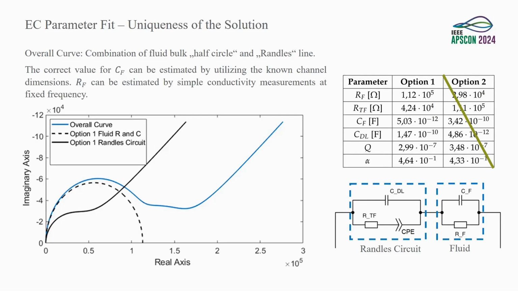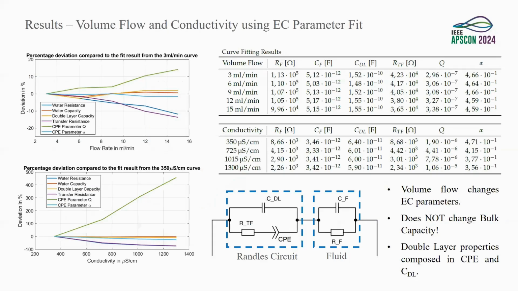And now I did this for every volume flow and every conductivity. What we get is a table here on the right-hand side for all fitting parameters of the equivalent circuit for different volume flows and different conductivities. If you look at the left-hand side on the first picture, the water capacity does not change. So this is not a geometric effect due to a changing, widening, or narrowing microchannel. What does change, and very strongly, is the CPE parameter Q and alpha. This is a very strong hint that this is an ionic effect. So the volume flow changes the equivalent circuit parameters. It does not change the bulk capacity.